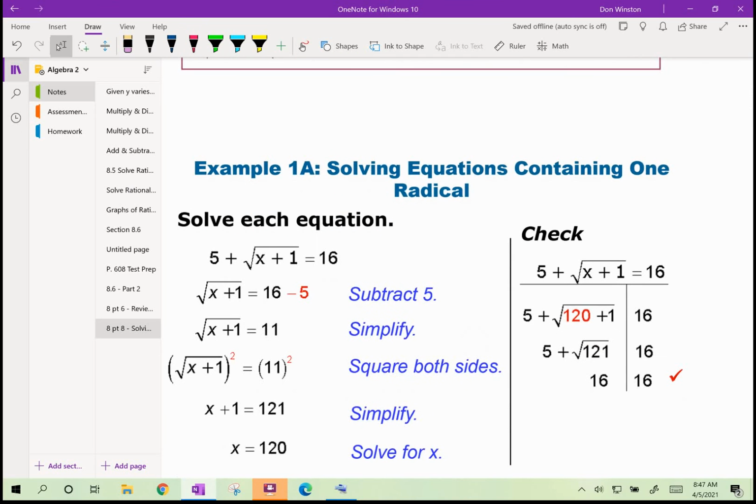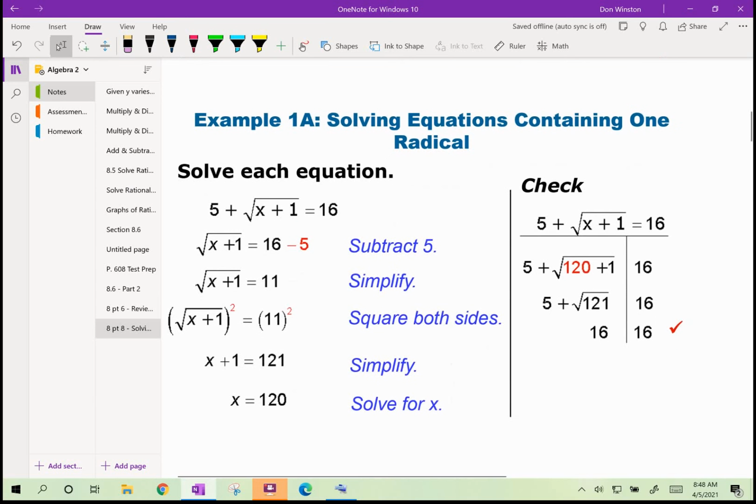So solve this equation. I have 5 plus the square root of x plus 1 equals 16. We want to isolate the radical. So first thing I do is I subtract 5. And then I have the square root of x plus 1 equals 11. So I square both sides. And then I'll get x plus 1 equals 121, or x is equal to 120.